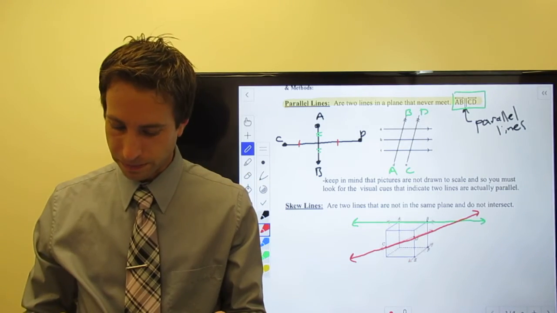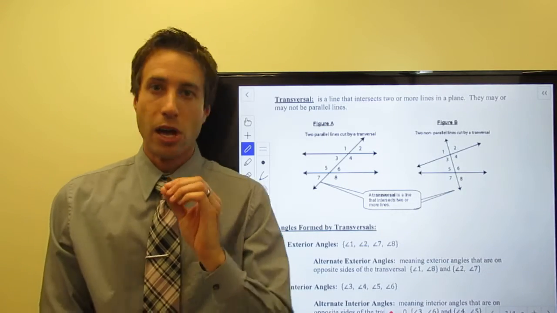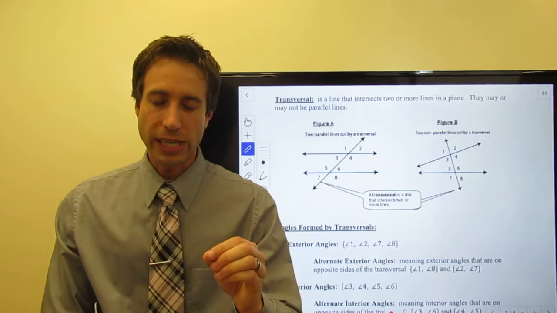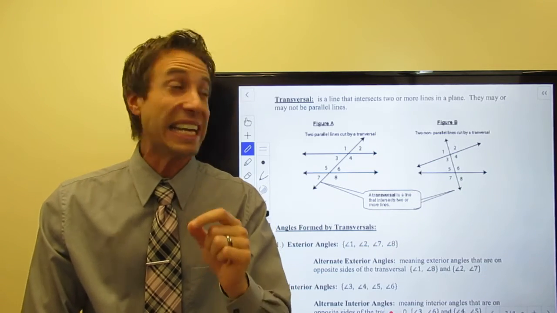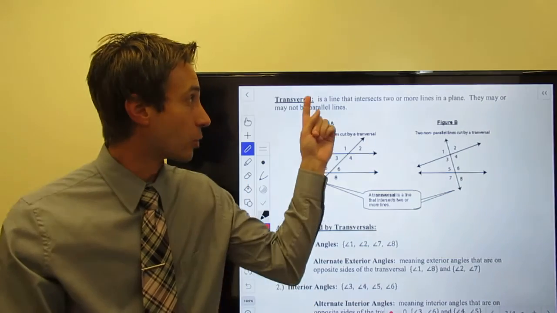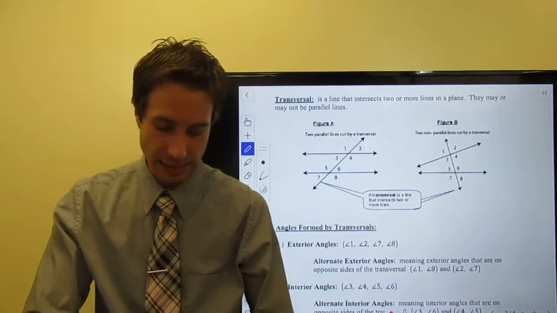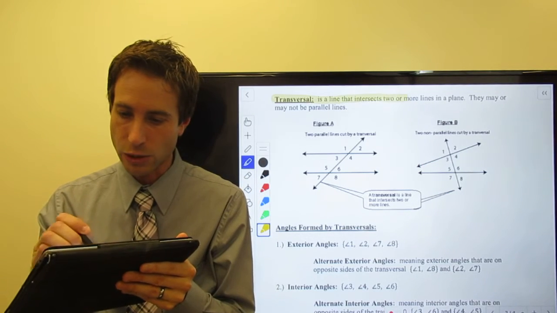All right, here we go. Let's talk about transversals. It's really, really simple. A transversal is simply a line that intersects two or more parallel lines. So, a line that intersects two or more lines in a plane. Very, very simple idea. Here's what you've got.